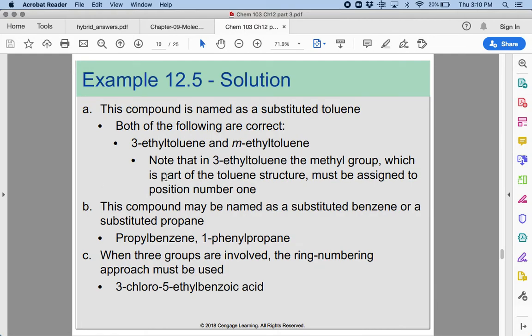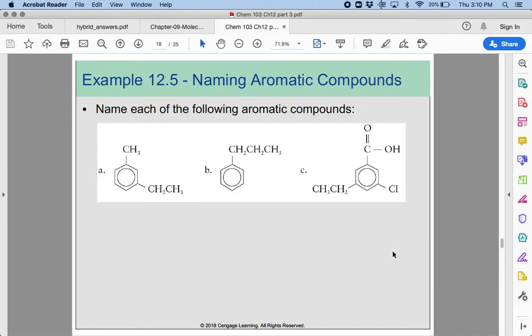meta-ethyltoluene. Now, note that in 3-ethyltoluene, the methyl group, which is part of the toluene structure, is being assigned as the 1 position. Okay? So what we mean by that is, if we got rid of this guy, this would be toluene. So we're counting this existing methyl group as the 1.